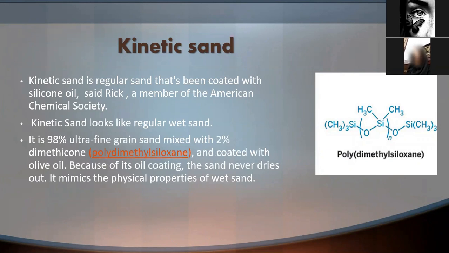Kinetic sand is regular art sand that's been coated with silicone oil, said by Rick, a member of the American Chemical Society. Kinetic sand looks like regular wet sand. It is about 98% ultra fine grains of sand mixed with 2% dimethicone and coated with oil. Because of its coating, the sand never dries. It mimics the physical properties of wet sand.